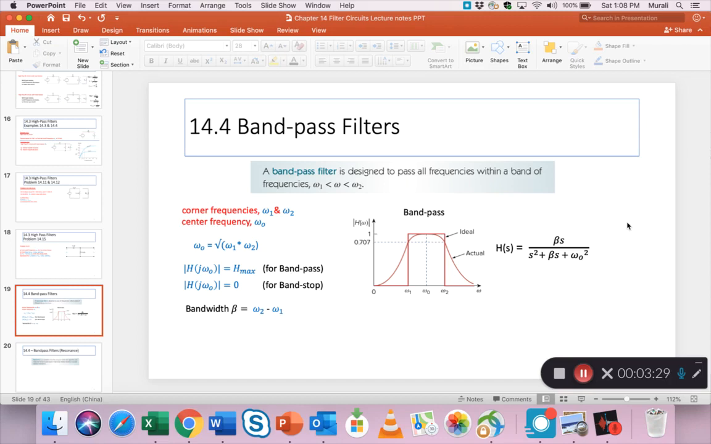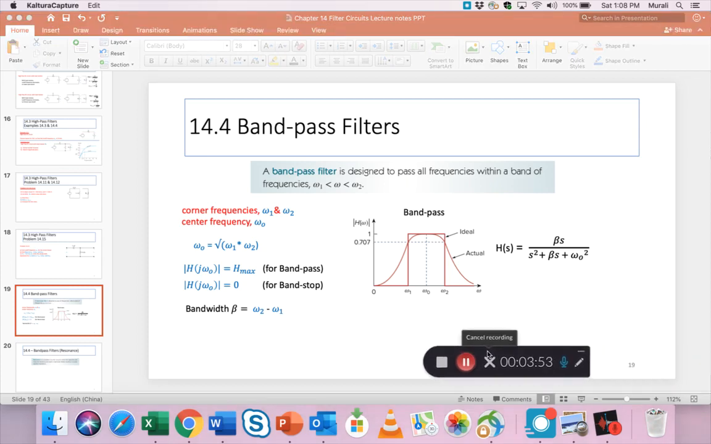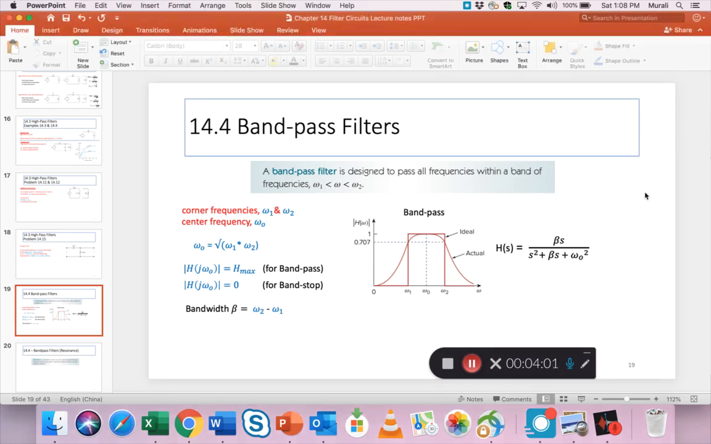These are called band filters, band pass or band stop, and they have many other names, but the band filters operate on both sides. What I mean by that, we'll look in some detail starting with this slide, slide number 19 that I have open. I hope everyone is looking at slide number 19 on the lecture PPT file.